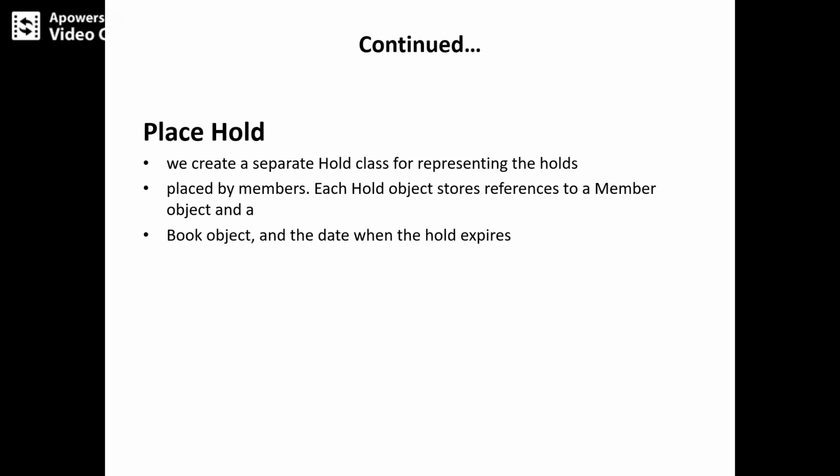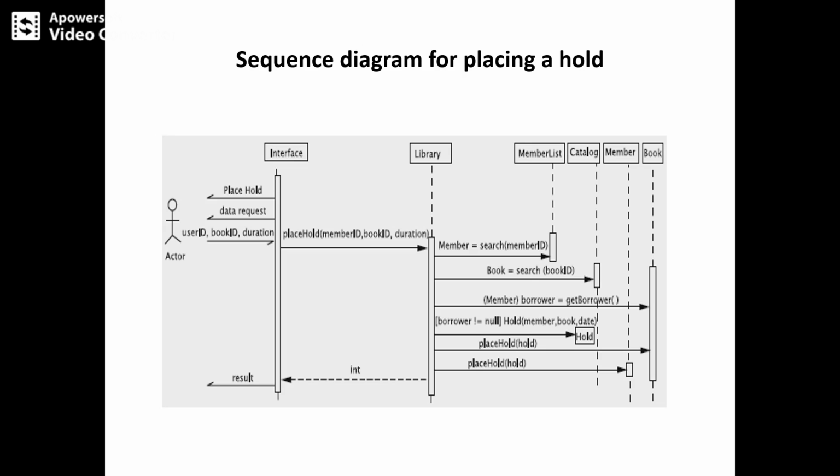Now we'll see the sequence diagram for placing a hold. Here no looping will be there, and all the process will stop after the library class. We need to take the member list, catalog, member and book classes. After the interface, this is the data request and response from the user interface. For place hold, member id, book id and duration will be taken. This is the date-wise duration, might be 1 day, 2 days, or 3 days, whatever the duration, that we need to take.